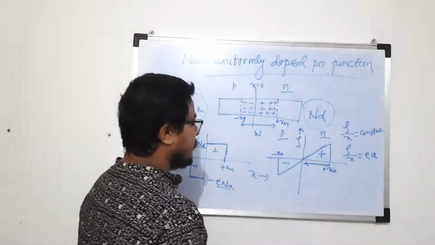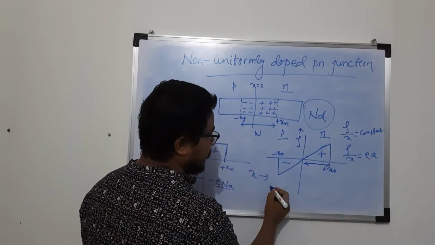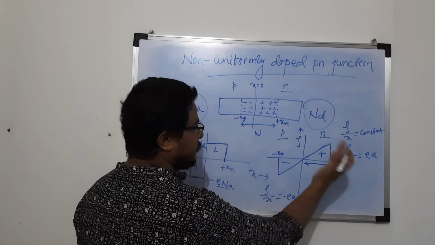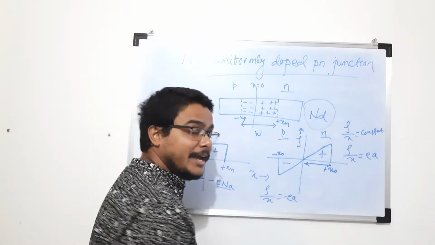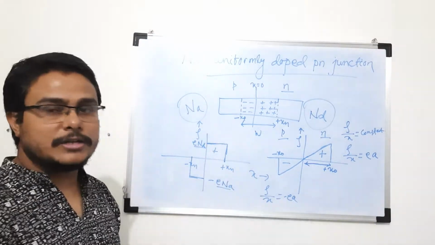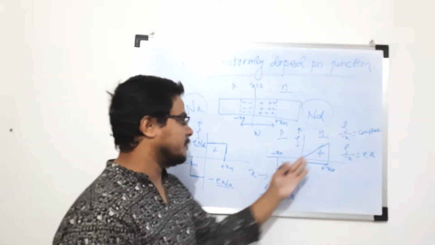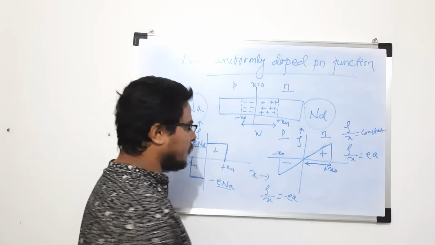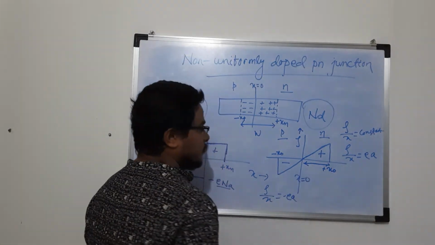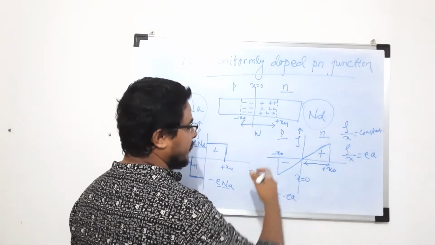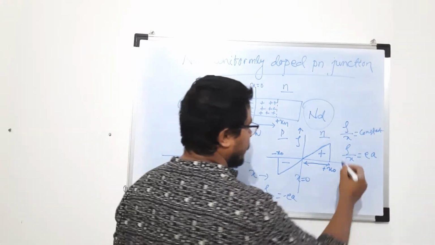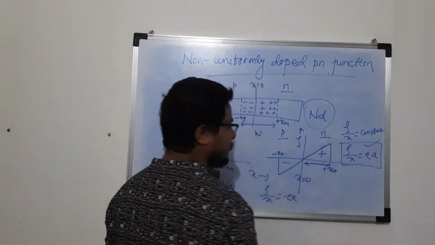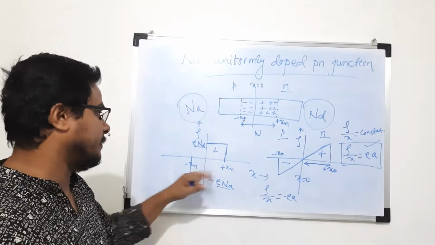The same thing for the P region: you can write rho by x is equal to minus ea. So either you take the N region or the P region to determine the value of electric field or potential, it will give you the same result. You can see a symmetric linear line crossing through x equal to 0. The variation is symmetric in both N and P region, so you can take either the P region or the N region. I am taking the N region to determine the value of electric field over here.